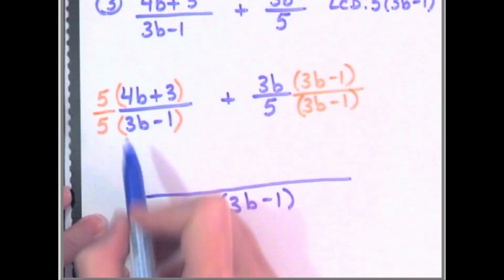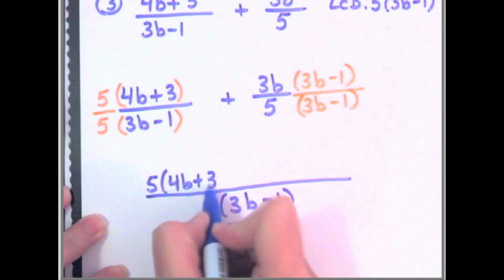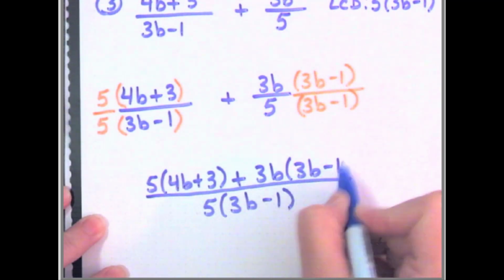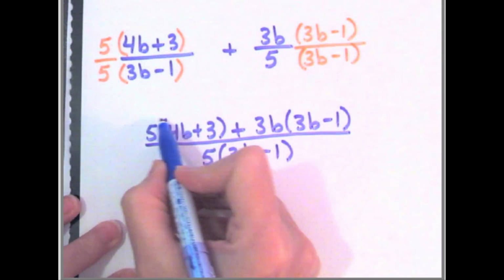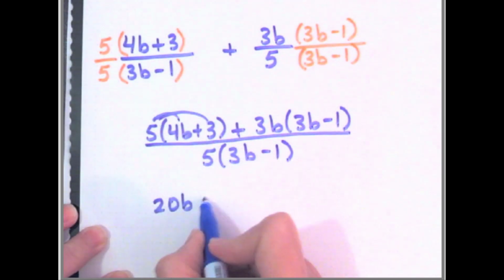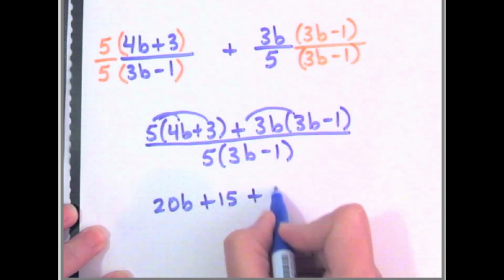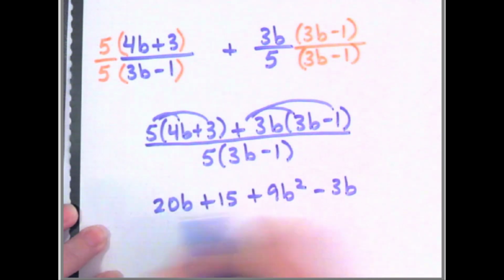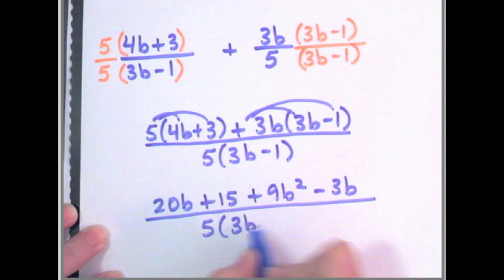And in the numerator, we're going to have 5 times 4b plus 3, plus 3b times 3b minus 1. And next we'll clear out those parentheses in the numerator. 5 times 4b is 20b. 5 times 3 is 15. 3b times 3b is 9b squared, and 3b times negative 1 is negative 3b, all over that LCD.